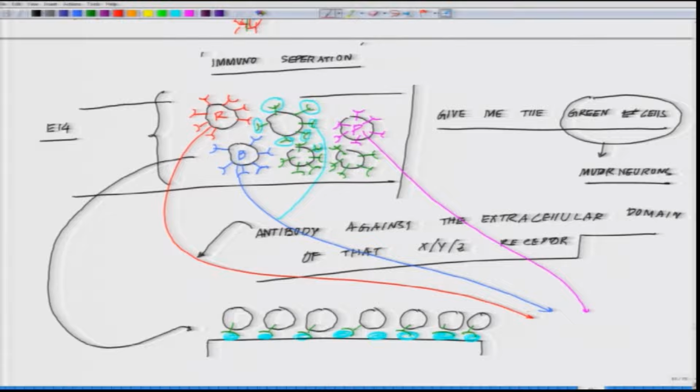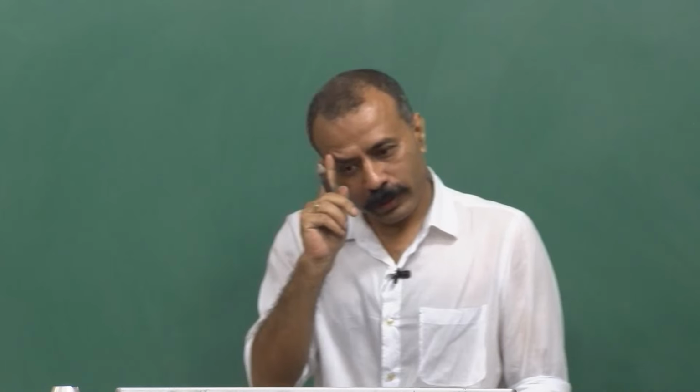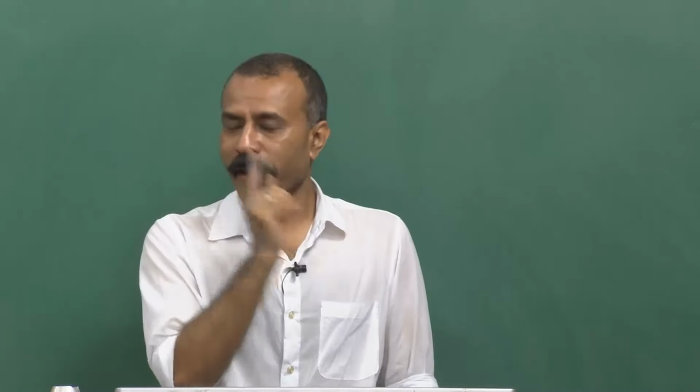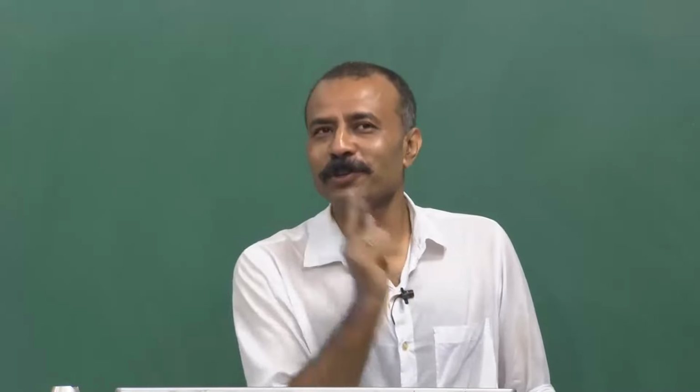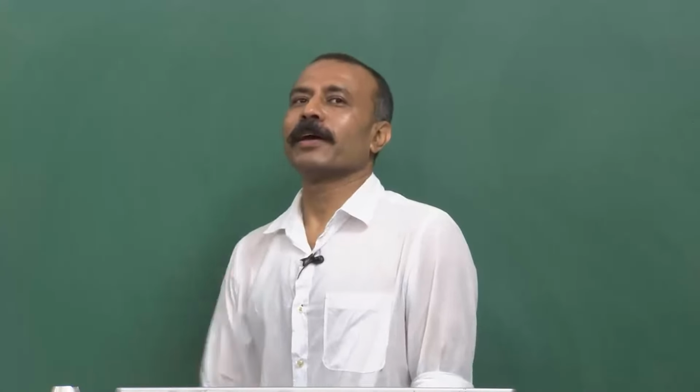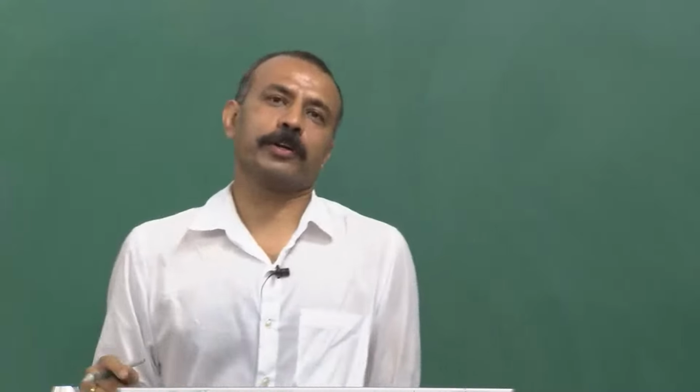Now, this is what forms the basis of immunoseparation. It's a very simple concept, but you just have to get this idea, and that's why I'm drawing in different colors. But the catch is, you really have to know your cell type, or your concerned cell type: does it express that receptor or not?